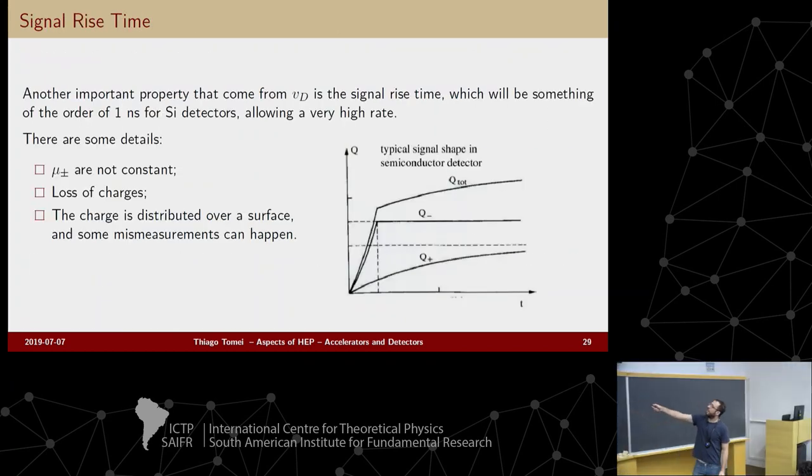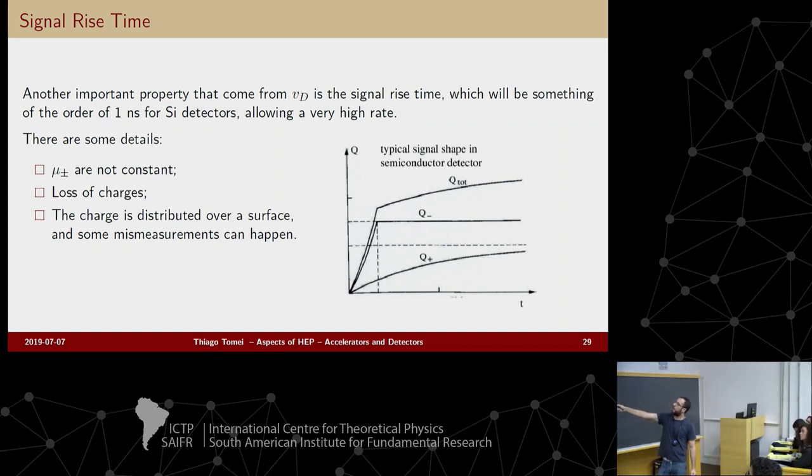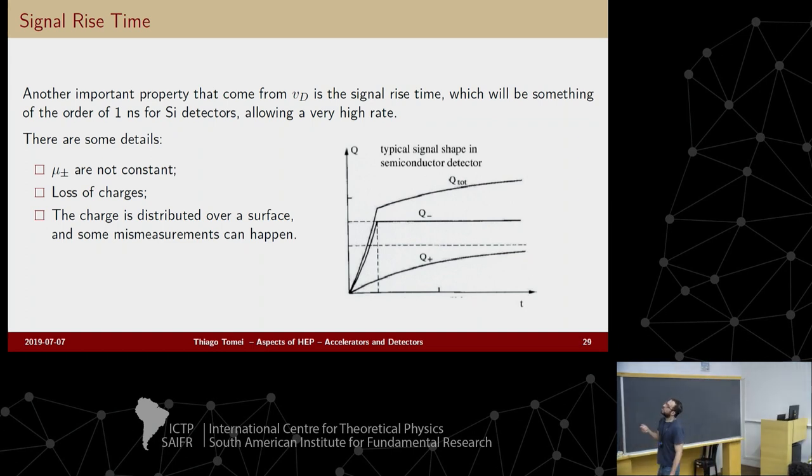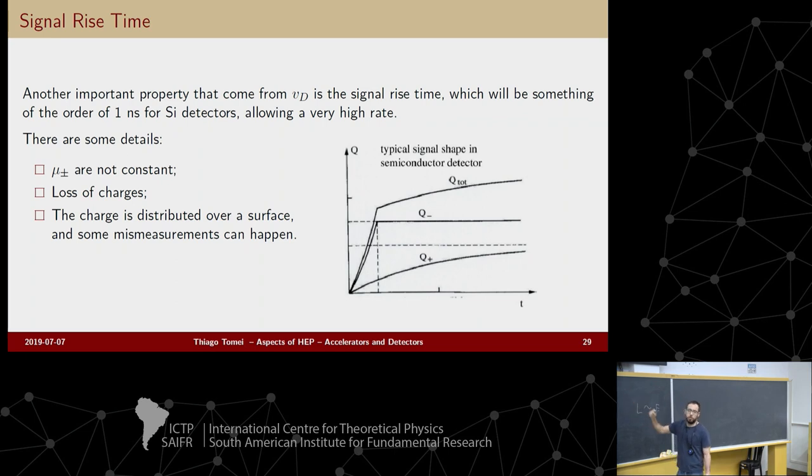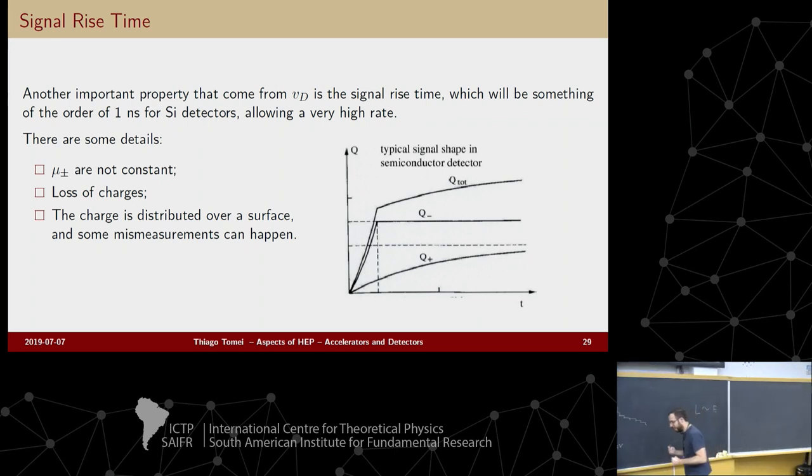And on top of that, when you get this signal, you get the best of both worlds, because there are the holes, there are the electrons, and the holes move a little bit slower. So you get a fast rise where you get most of your charge, but then you get an extra bit later coming from the holes. Since it rises very fast, around 1 nanosecond, that means that it can take particles coming in like a champ again.